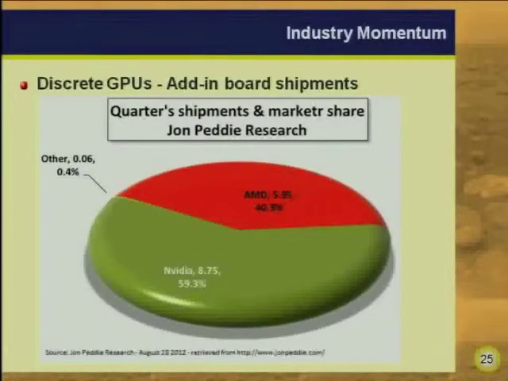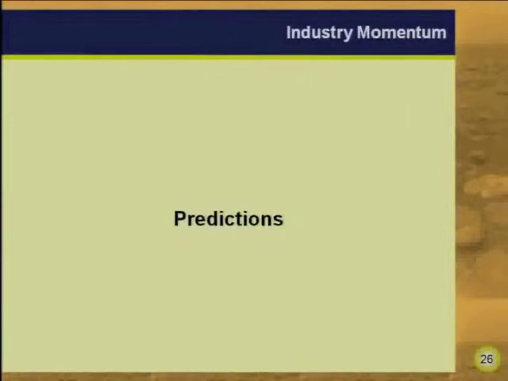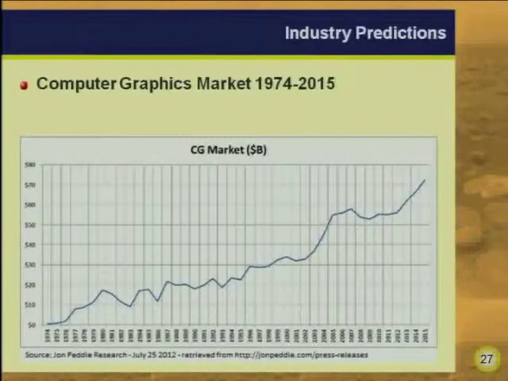Now, here's the share of the market that they have. AMD and NVIDIA have 99% of the discrete graphics market, okay? NVIDIA has 59% as of August, and AMD has 40%. Okay? Now the predictions, what's going to happen. This is what we have, okay? This is where the state of the art is. And now what are the predictions that are being made?